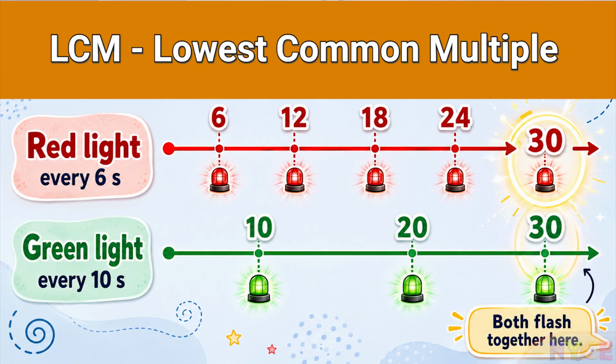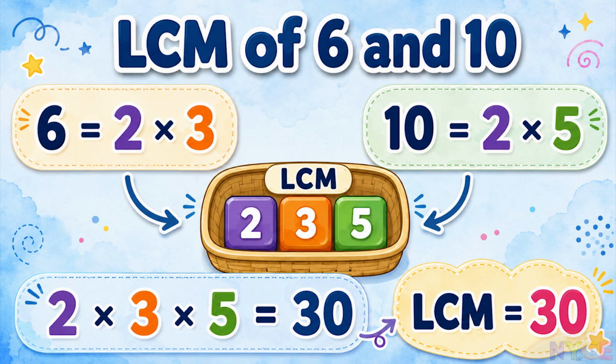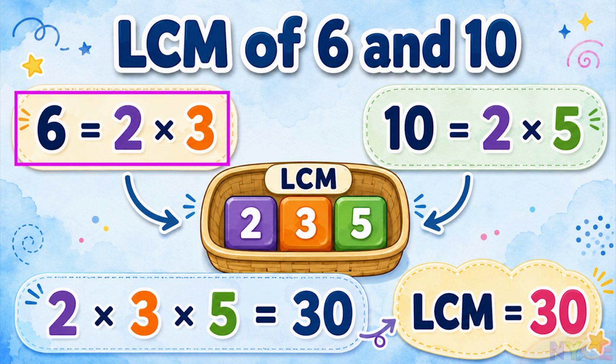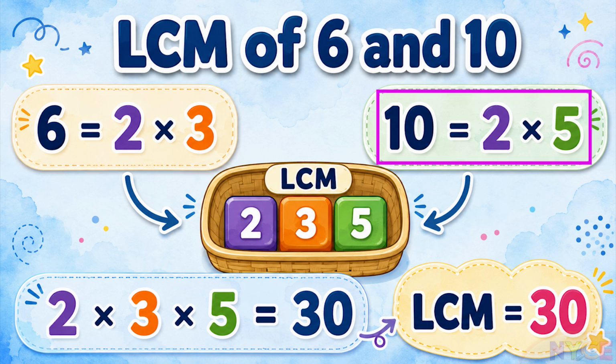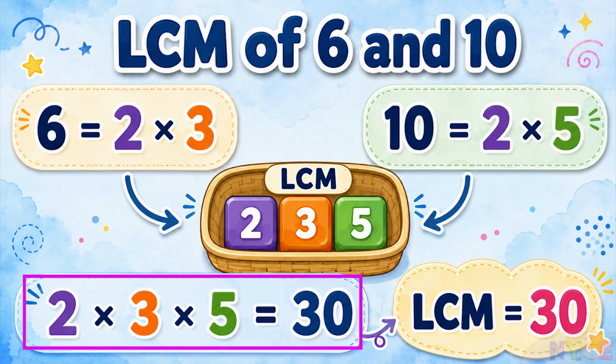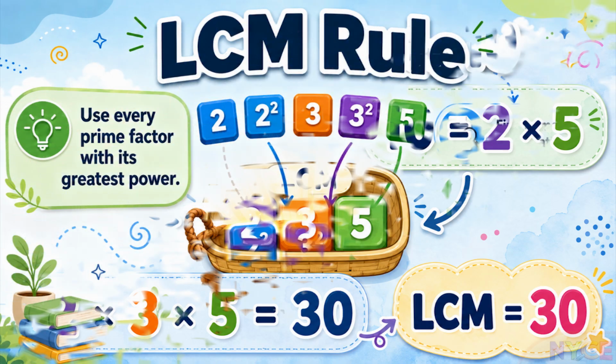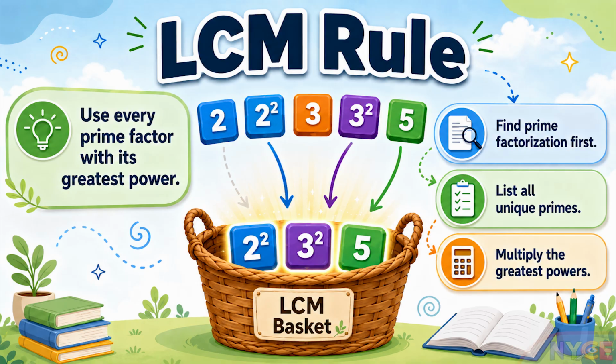Now, let us solve the same idea using prime factorization. Find the LCM of 6 and 10. 6 equals 2 times 3. 10 equals 2 times 5. For LCM, we need enough prime factors to build both numbers, so we collect every prime factor involved, 2, 3, and 5. Multiply them. 2 times 3 times 5 equals 30, so the LCM is 30. LCM is for meeting cycles, so take all primes with the greatest powers.